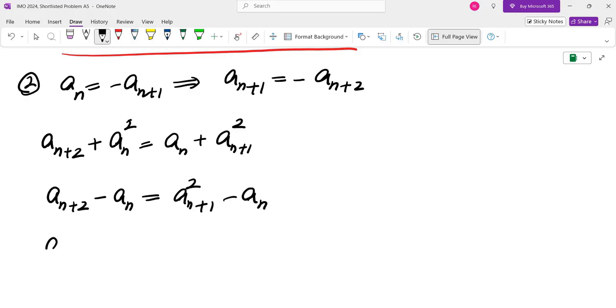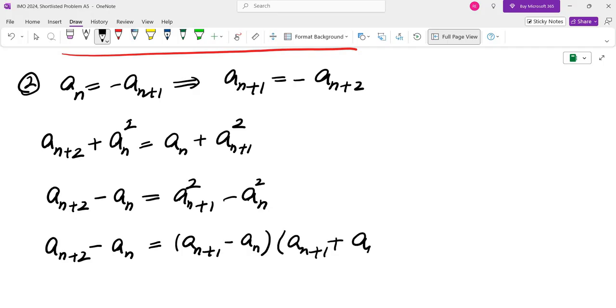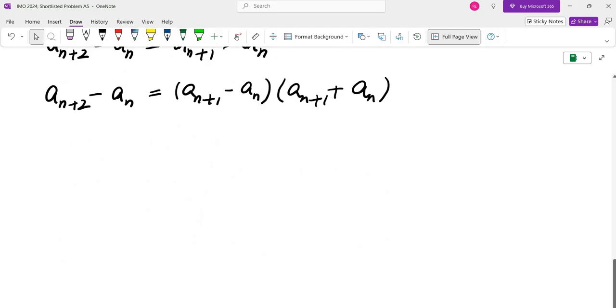So we get this easy factorization: a_{n+2} minus a_n is equal to a_{n+1} minus a_n times a_{n+1} plus a_n. So this tells us that if this is 0, then this would have to be 0, which means a_{n+2} and a_n would have to be the same.